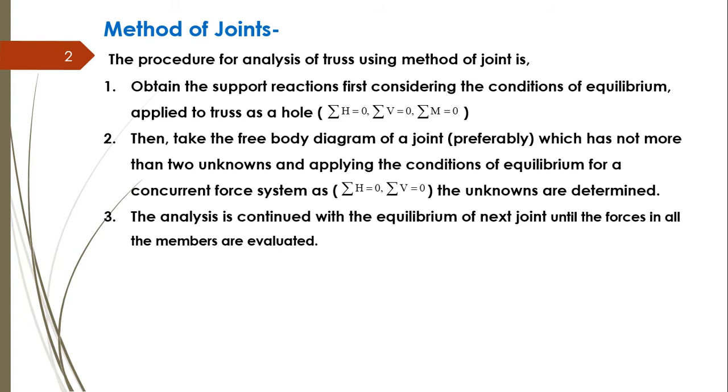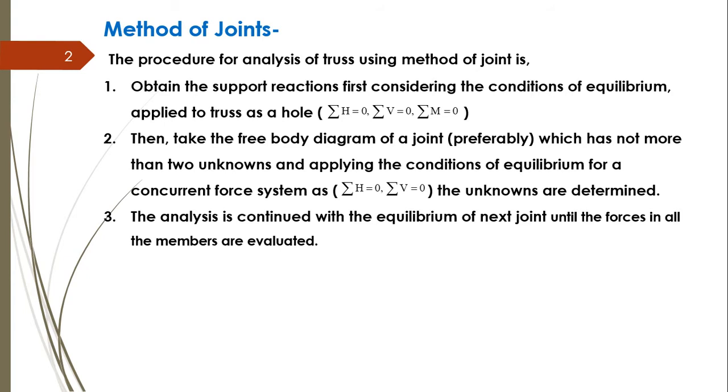Then in step number 2, we have to consider the free body diagram of a joint. Preferably we select a joint where the number of unknowns should not be more than 2. It is just because whenever we consider a joint free body diagram, it will be a concurrent force system, and in a concurrent force system there are two conditions of equilibrium, summation of horizontal is 0 and summation of vertical is 0. So as there will be two unknowns and two equations, that joint will get solved and the unknowns can be determined easily.